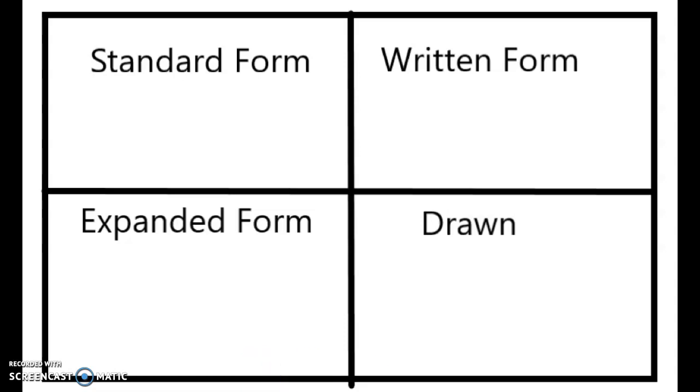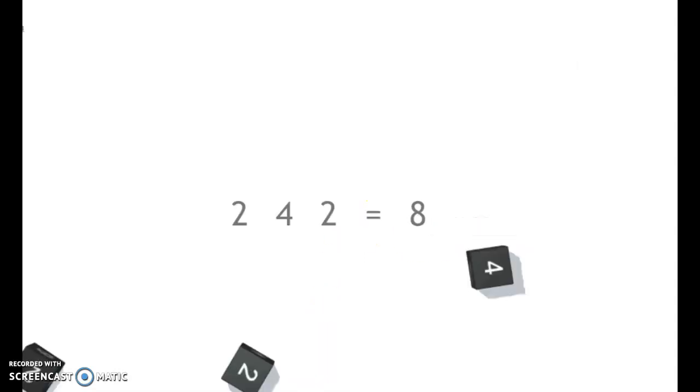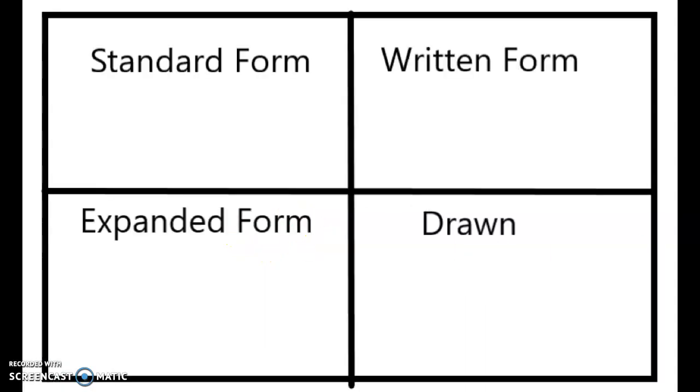Hi boys and girls, today we're going to go over how to do numbers in different forms. We have standard form or the normal version, we have written form or words, expanded form, and our drawn, say, 10-way or 10 sticks form. So I have a little dice game, I've already rolled it, and we have 242 is our first number. So I'm going to write it in standard form, the normal way first.